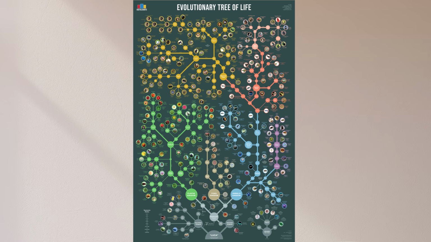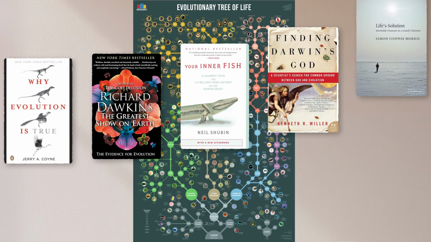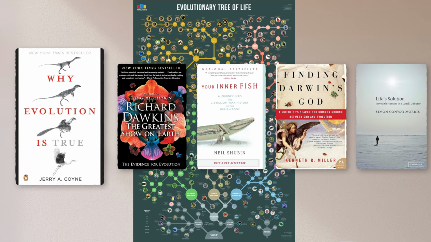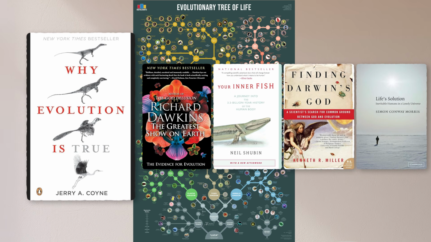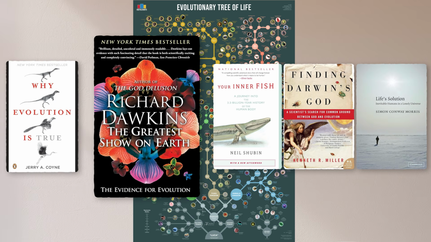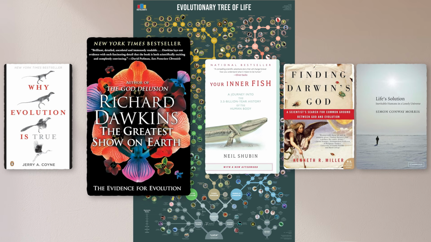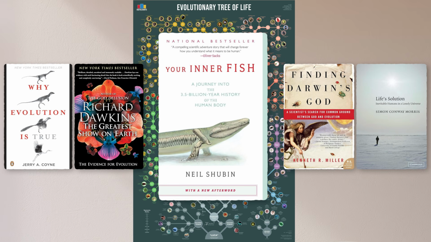Therefore, I'm going to leave you with a few book recommendations that will help you explore further. If you're going to read just one book, it should be either Why Evolution is True by Jerry Coyne or The Greatest Show on Earth by Richard Dawkins. Both cover a lot of the same ground that I covered in this video, but in much greater detail. Another great book is Your Inner Fish by Neil Shubin. It demonstrates how our own bodies serve as a testament to all the various changes that have occurred throughout evolutionary history.